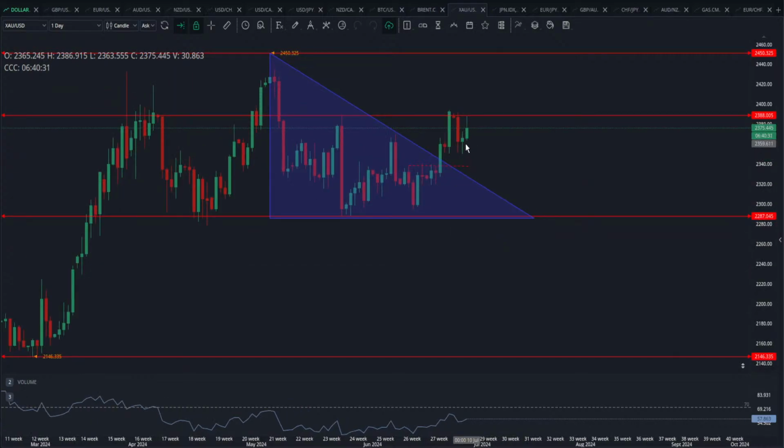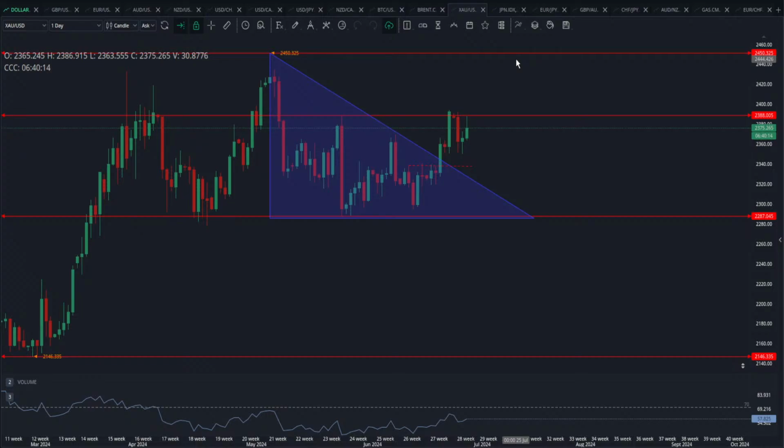Gold is just waiting for the US dollar to crash to the downside. If the US dollar crashes to the downside, gold may rise again towards 2450. Right now, it is in a consolidation phase, so expect the price to hover here for some time before it makes a move to the higher side.